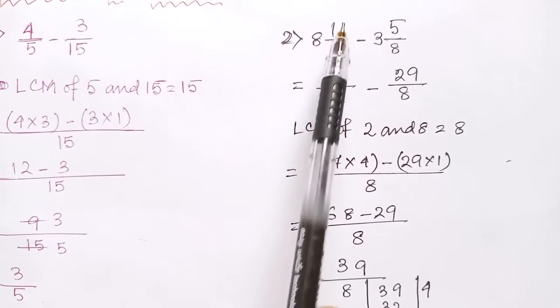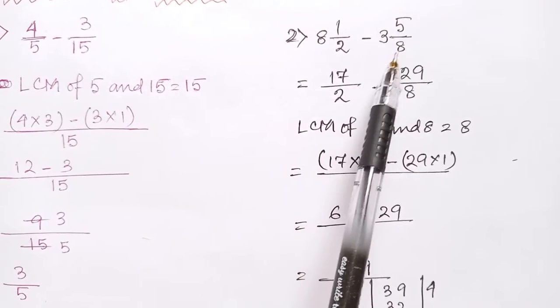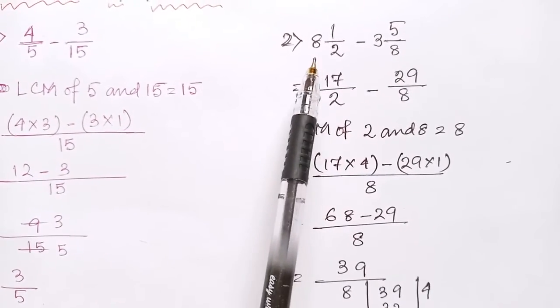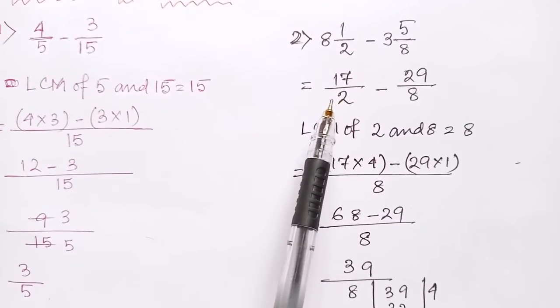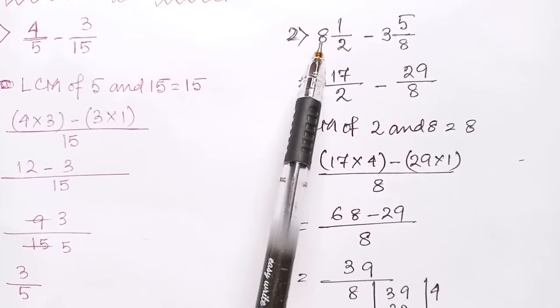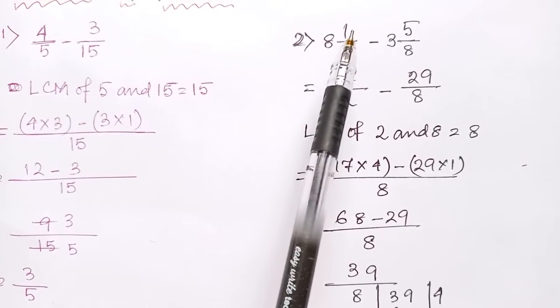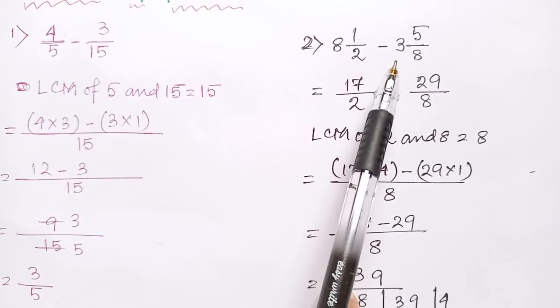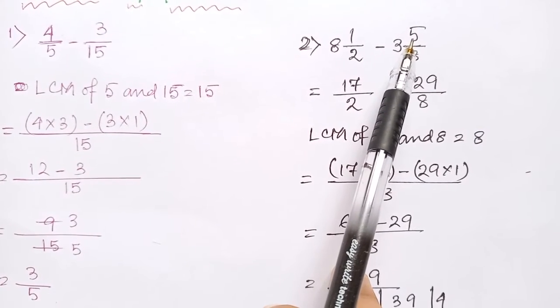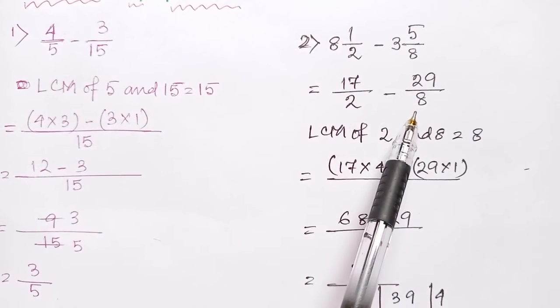Now come to example number 2: 8 and 1 by 2 minus 3 and 5 by 8. As these are mixed fractions, we first change them into improper fractions. That is 8 into 2, 16, plus 1, 17 by 2, minus 3 into 8, 24, plus 5, that is 29 divided by 8.